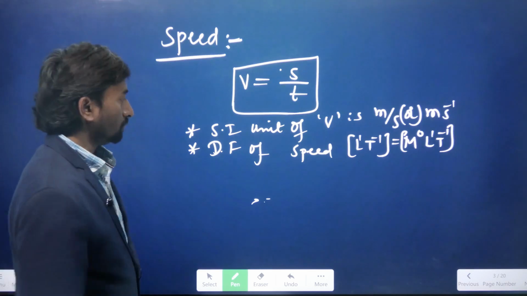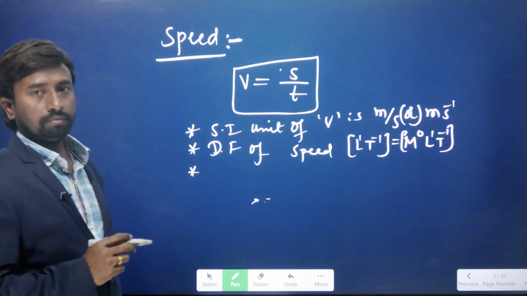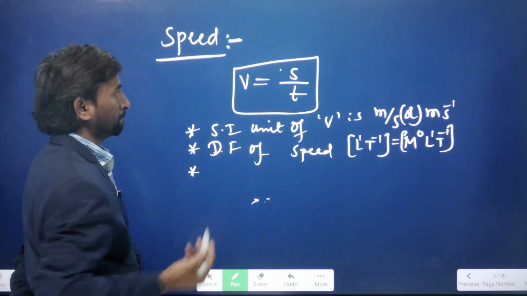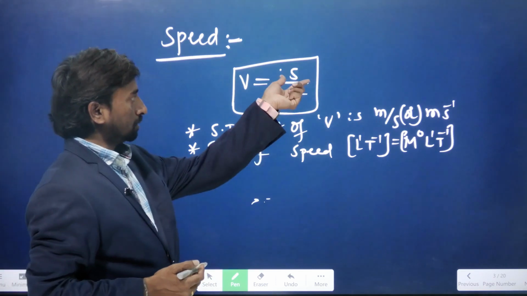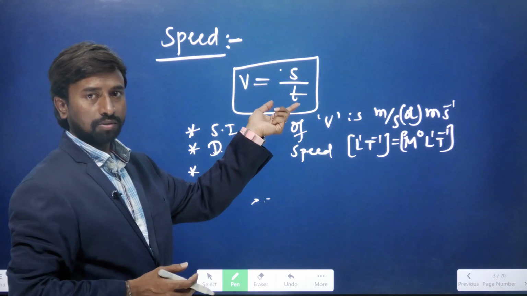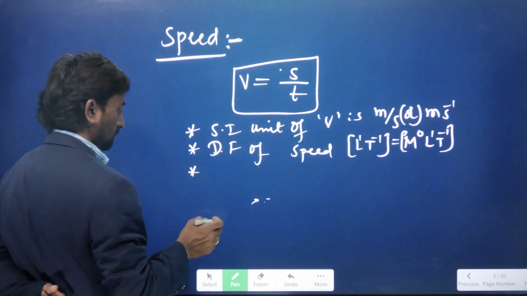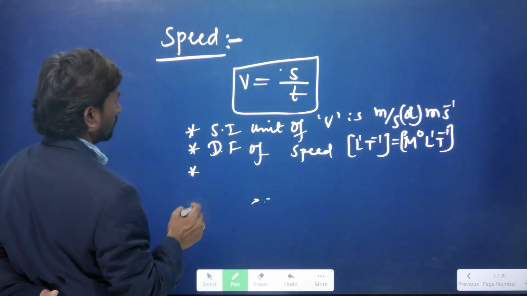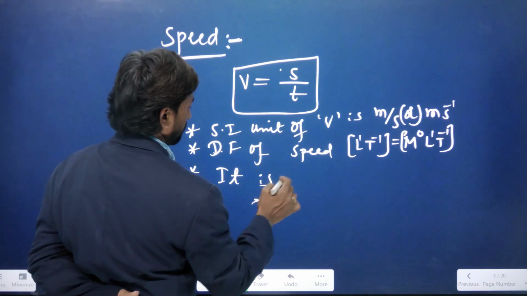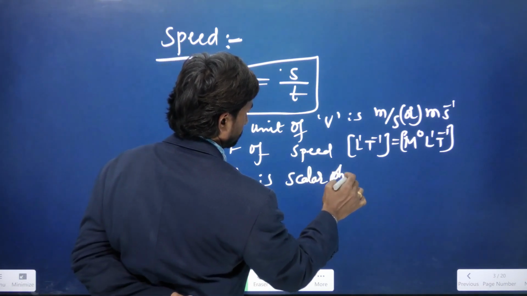Okay. So next, is speed a vector or scalar quantity? It is a scalar quantity because it is distance by time. Time is also scalar, distance is also scalar. Scalar divided by scalar, we'll get a scalar. So speed is a scalar physical quantity.